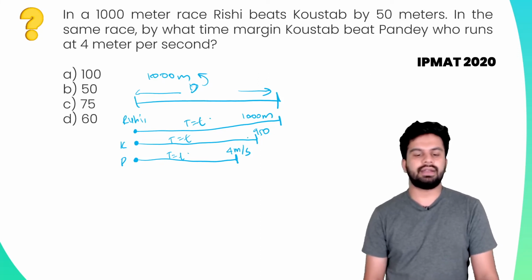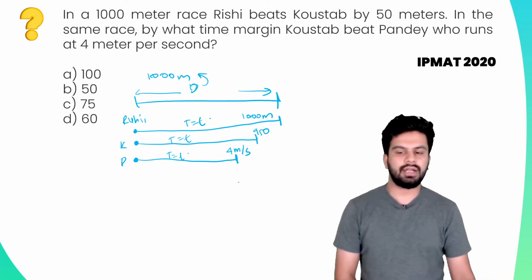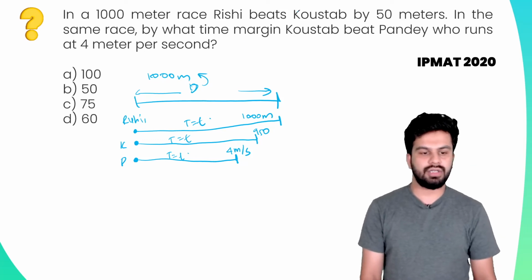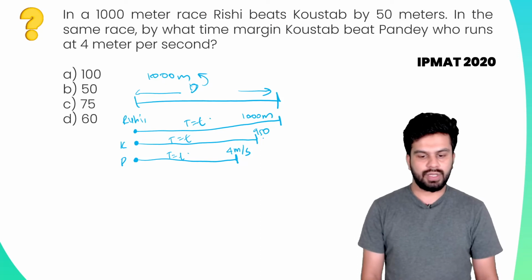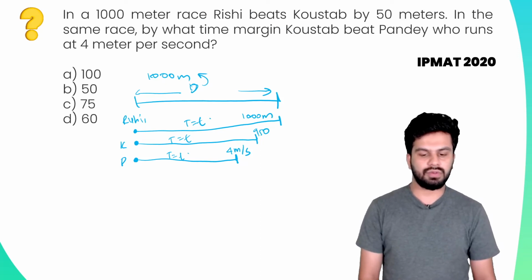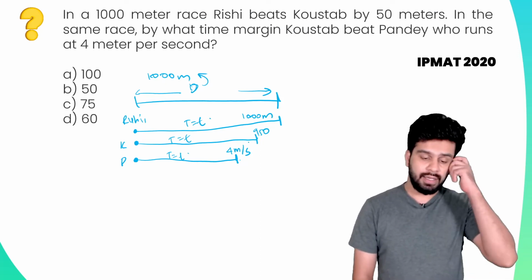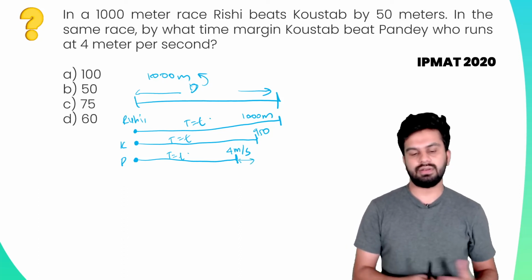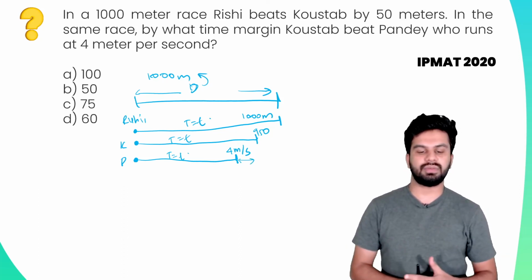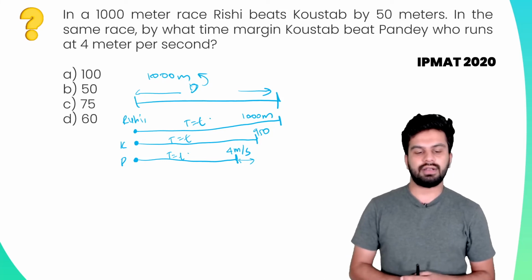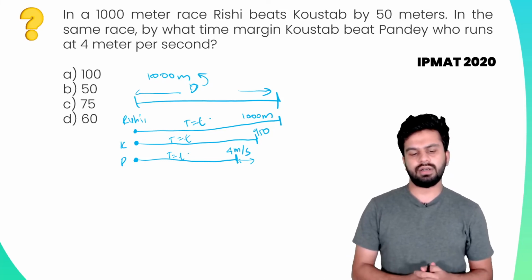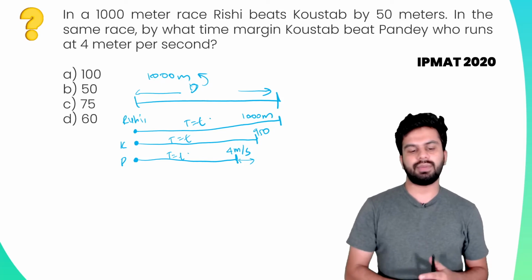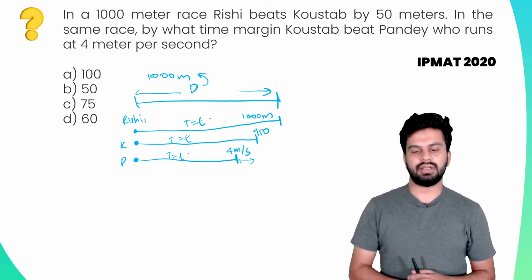But how do we relate and get the answer? Like എങ്ങനെയാണ് നമുക്ക് എന്താണ് ക്വസ്റ്റൻ ചോദിച്ചത്? ഇൻ ദ സെയിം റേസ് ബൈ വാട്ട് ടൈം മാർജിൻ കൗസ്തബ് ബീറ്റ് പാണ്ഡെ. സോ ടൈം മാർജിൻ ആണ് ക്വസ്റ്റനിൽ കാണേണ്ടത്. കൗസ്തബിൻ്റെയും പാണ്ഡേൻ്റെയും തമ്മിലുള്ള എത്ര ടൈം ഡിഫറൻസിലാണ് ഇവർ വിജയിച്ചിരിക്കുന്നത്, അതായത് കൗസ്തബ് എത്ര ഷോർട്ടർ ടൈമിലാണ് പാണ്ഡേനെക്കാട്ടിലും വിജയിക്കുക എന്നാണ് ക്വസ്റ്റനിൽ ചോദിച്ചിരിക്കുന്നത്.